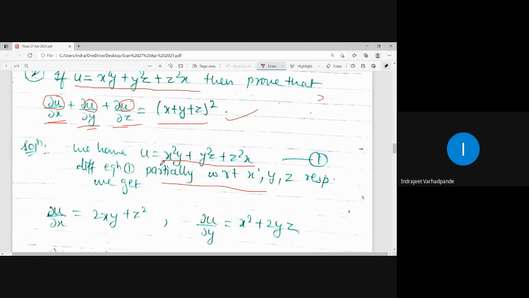So first you differentiate with respect to x. It is containing y and z. This will be constant and derivative of constant is 0. y is constant, derivative of x square is 2x. Right? x z square is constant, derivative of x is 1. So this is your del u by del x. While differentiating with respect to x, y and z are treated as constant.